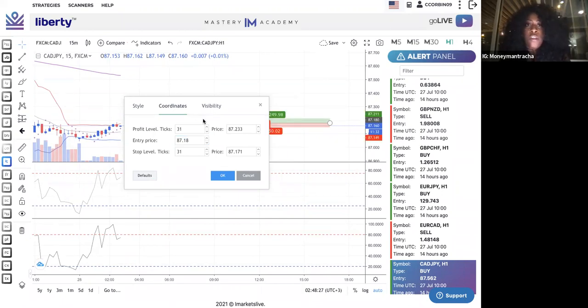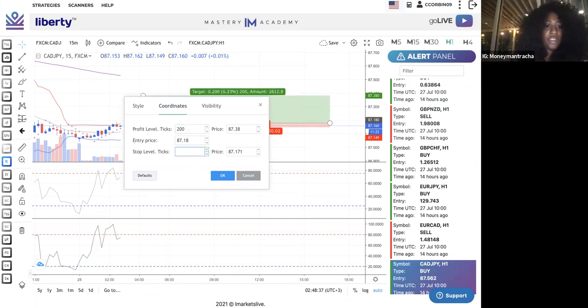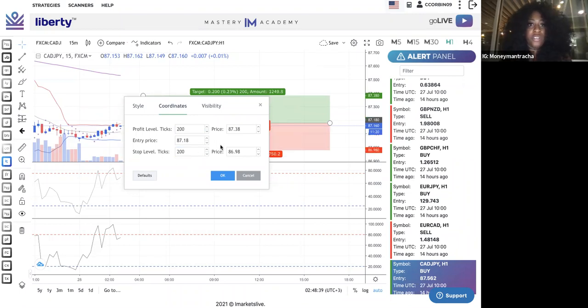Now, let's just say I want to do 20 pips. You always put the number of pips you want, 20, right? And then add a 0, or times the number of pips you want by 10. So I'm going to do 200 there for the TP, and I'm going to do 200 there for the stop loss. And it gives me exactly what to plug in.